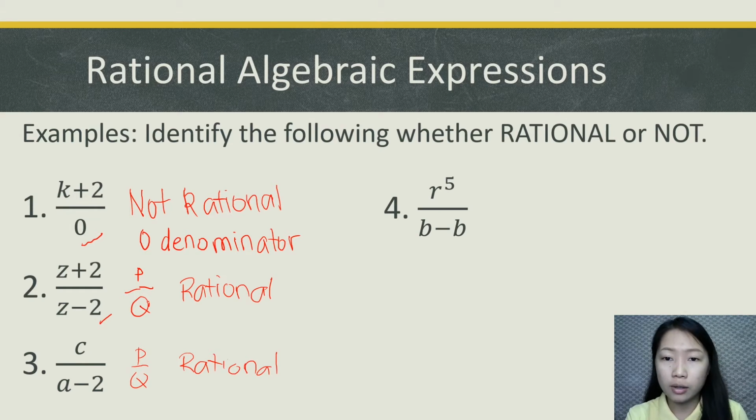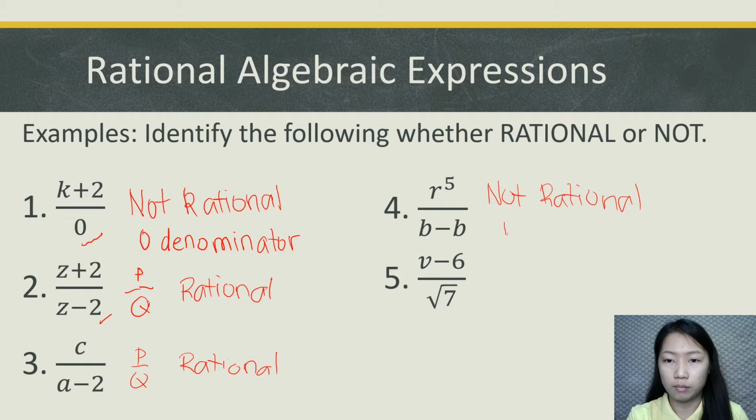Next, R raised to 5 over B minus B. So, this is not a rational dahil B minus B is equal to 0. And yung 0 na yan ay nasa denominator.